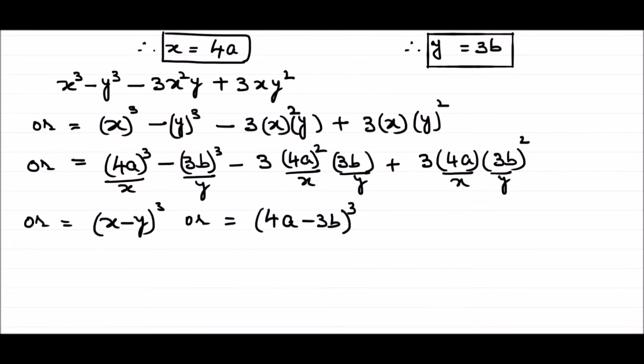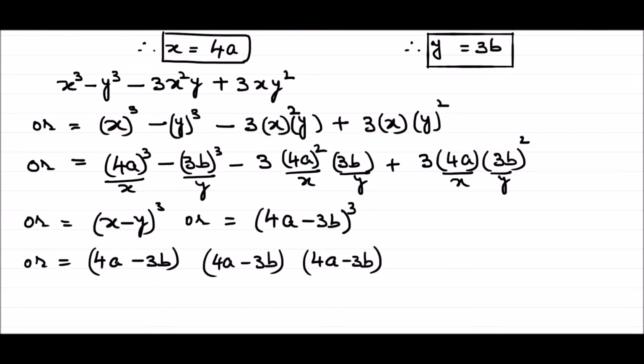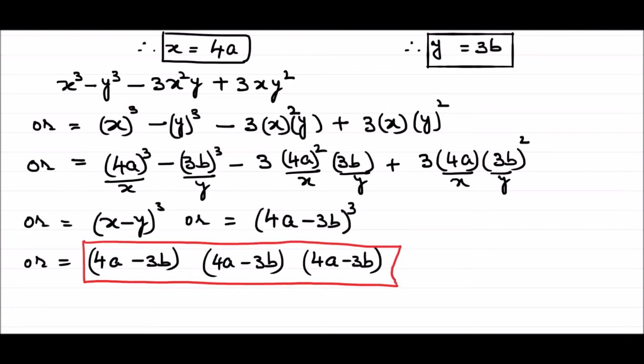So we got 4a minus 3b whole cube, which is equal to 4a minus 3b into 4a minus 3b into 4a minus 3b. Guys, this is our answer. This is how we can express our answer. Hope guys you understood this. This is very simple and very straightforward. We just need to take the help of the identities and solve this.